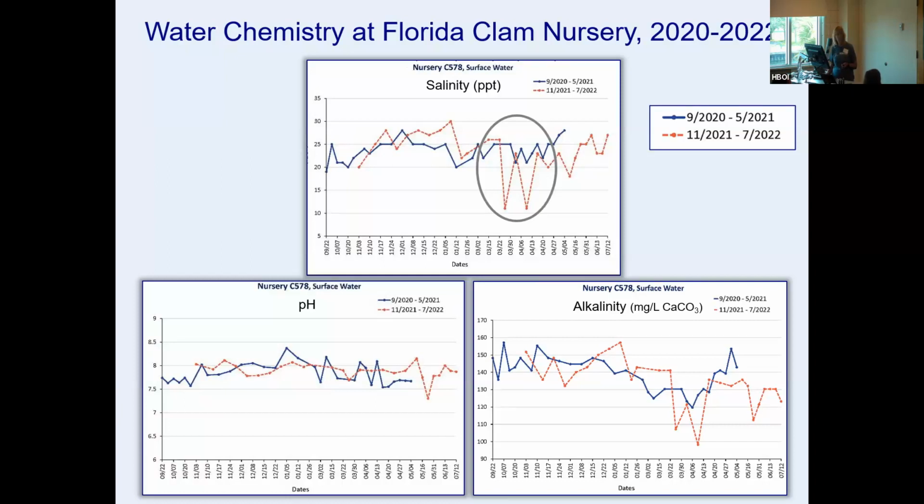How do alkalinity and pH react to that drop in salinity? We look at that on the right-hand graph, and you'll see that alkalinity also drops down to a low of about 100 milligrams per liter. But nonetheless, the buffering capacity provided by that source does keep pH at a higher level, anywhere from 7.5 to a little bit over 8.